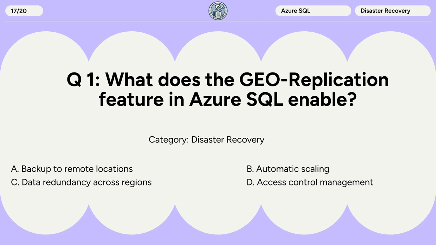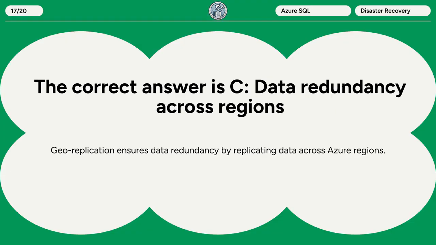Question 17. What does the geo-replication feature in Azure SQL enable? A. Backup to remote locations. B. Automatic scaling. C. Data redundancy across regions. D. Access control management. The correct answer is C. Data redundancy across regions. Geo-replication ensures data redundancy by replicating data across Azure regions.